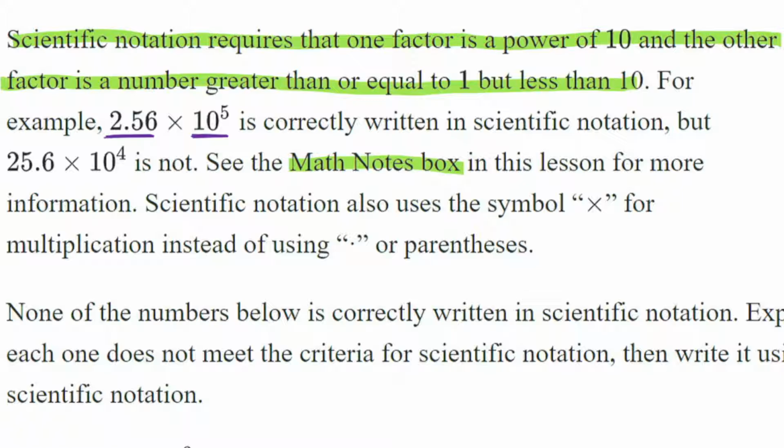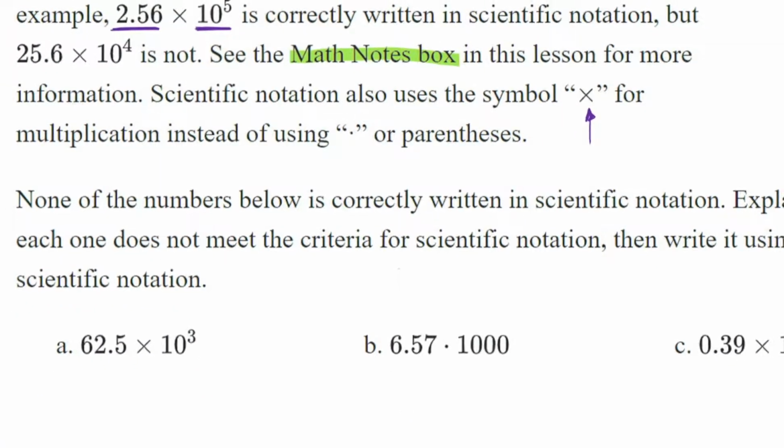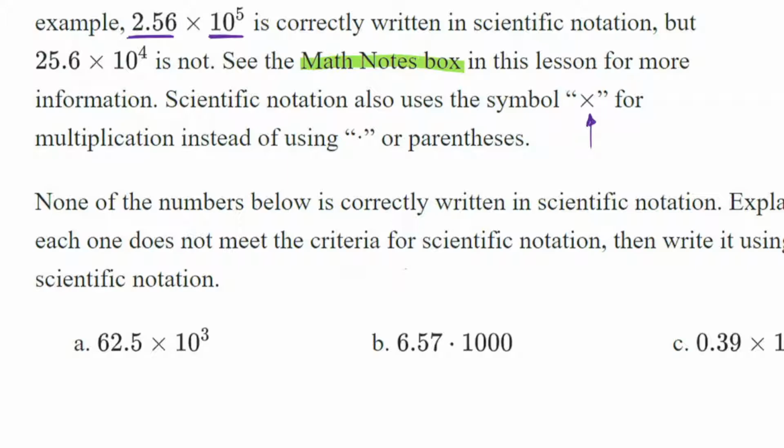Okay. Scientific notation also uses this symbol for multiplication instead of the dot or parentheses. So always kind of confusing, because when we see that, sometimes we think it could be an X. This is not an X here. It's something times something else. And it's kind of a clue that we're in scientific notation. It says none of the numbers below is correctly written in scientific notation. Explain why each one does not meet the criteria for scientific notation. Then write it using the correct notation.